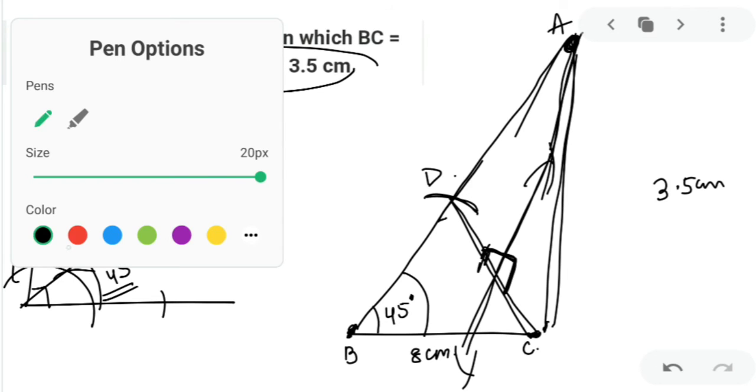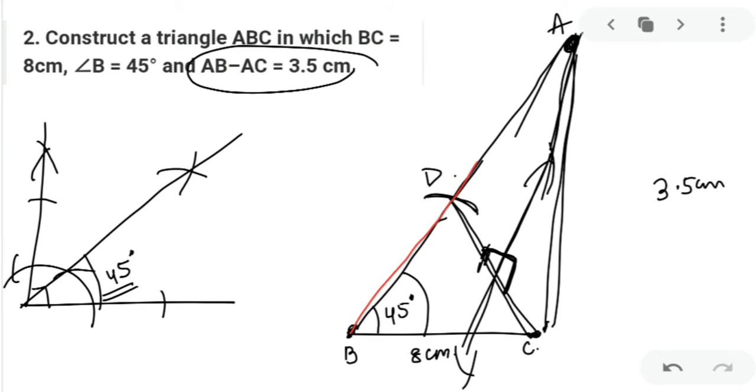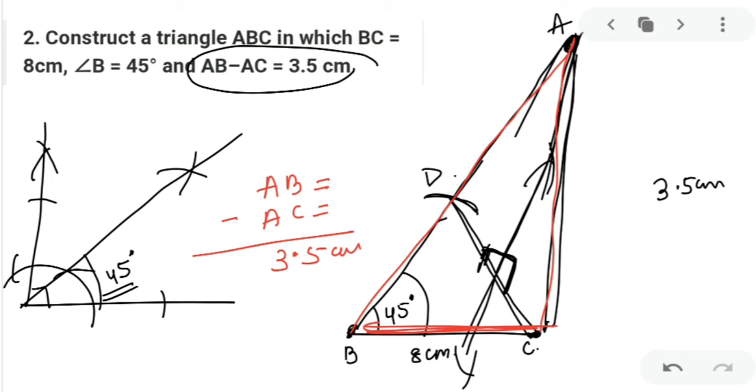Now my dear kids, your BAC is the triangle, which is the required triangle as per your problem. If you want to verify your answer, you can check the measurement of AB, check the measurement of AC, and when you subtract, you will get 3.5 centimeters. Clear?